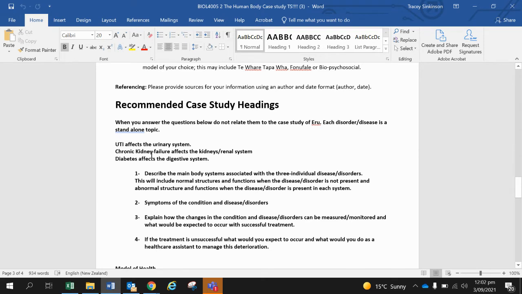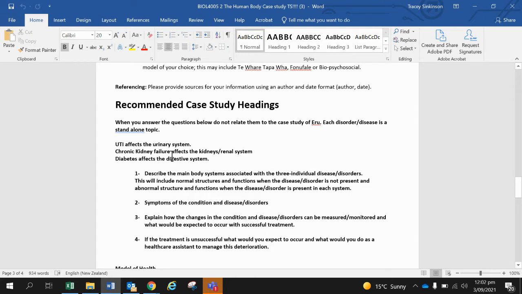Then you go on to chronic renal failure. Now, chronic kidney failure affects the kidneys. So I don't want you talking about the whole of the urinary system. You're really talking about the kidneys and how they function, and going into the nephrons and how the nephrons work, okay, with the absorption and the secretion. Go into your workbooks, learn about that and the urine flow. So that's what you're going to be describing there in question 1.